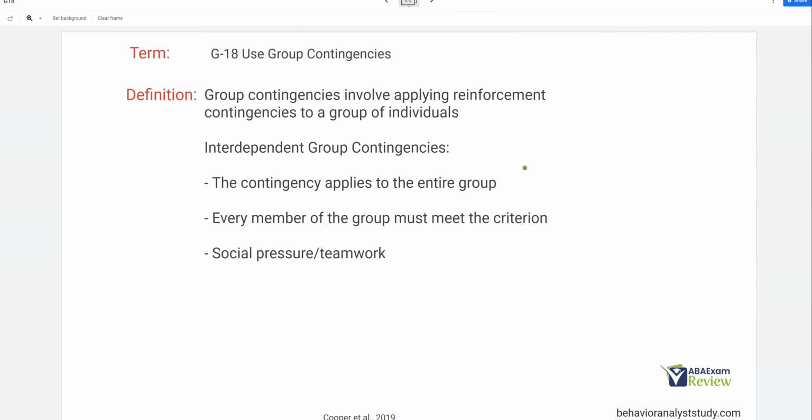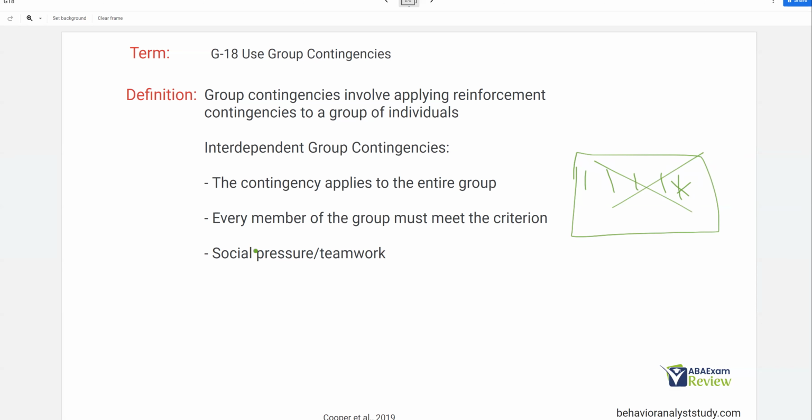And then an interdependent group contingency. So the contingency applies to an entire group. Every member of the group must meet the criterion. So if we have 5 group members, every member must meet that criterion for the whole group to get reinforced. If one member doesn't meet the criterion, nobody gets reinforced.